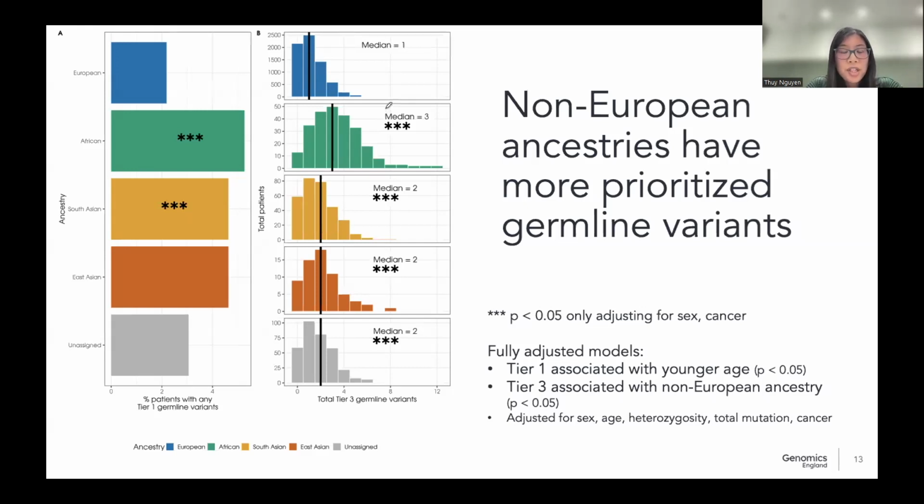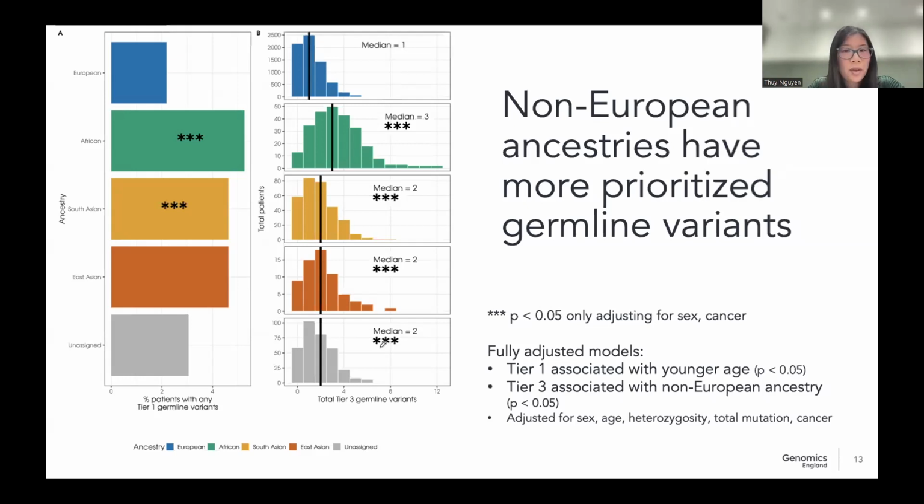Now, if you go into the tier 3 germline variants, there is a very, very strong ancestry effect here. Just looking at the histograms, not taking anything into account, you'll start to notice that all the non-European ancestries have more tier 3 germline variants. If you start adding additional factors to account for this, sex, heterozygosity, total mutation, cancer, it doesn't matter. The ancestry effect is still significant and it's very strong. And the largest association that you'll have with having a tier 3 variant is whether you are of non-European ancestry or not.